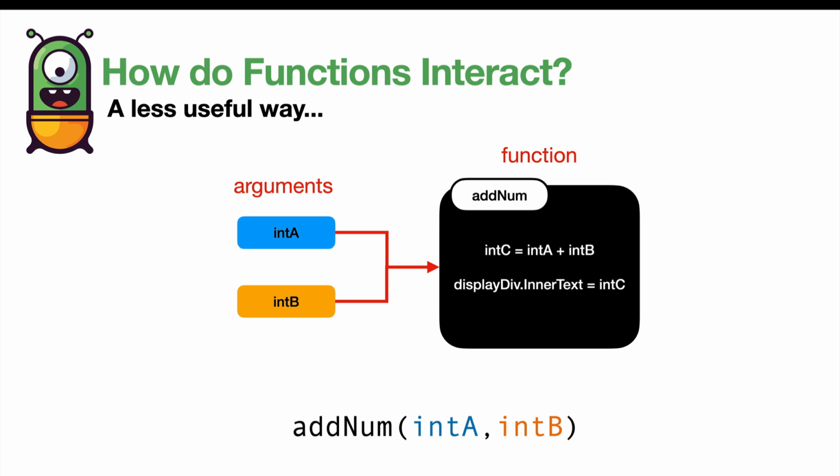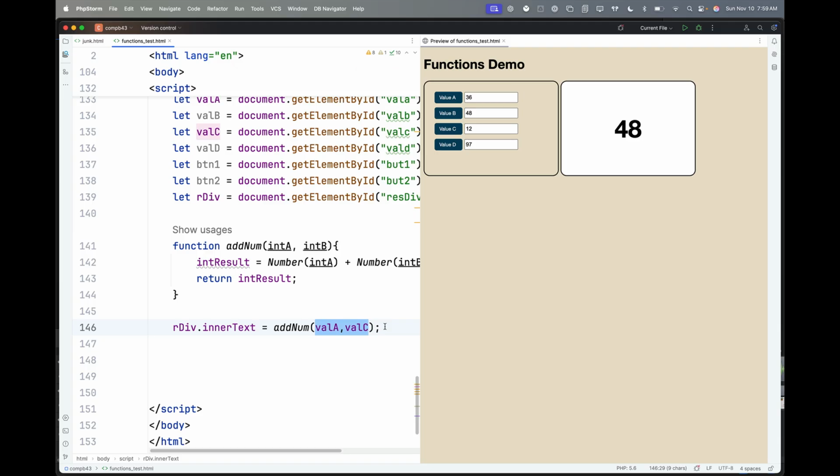And so when I call that function, I might call it like this: add num, and then in parentheses I give the arguments int a and int b. You'll notice that I'm not telling it what to do with that result because that's actually built into the function. So you're locked in that way, and that's not necessarily a good thing.